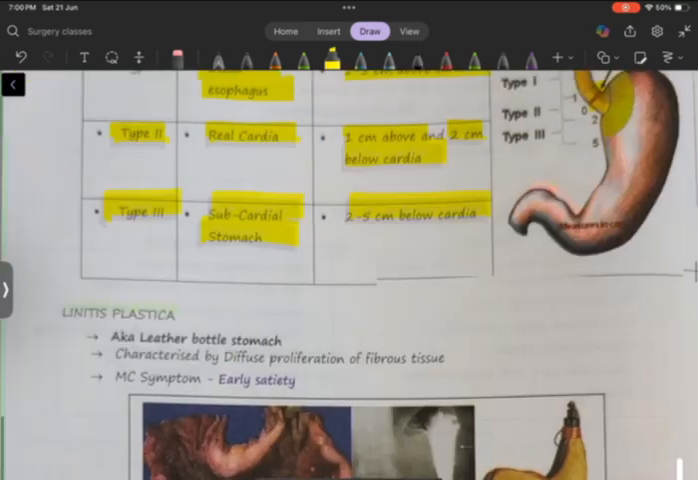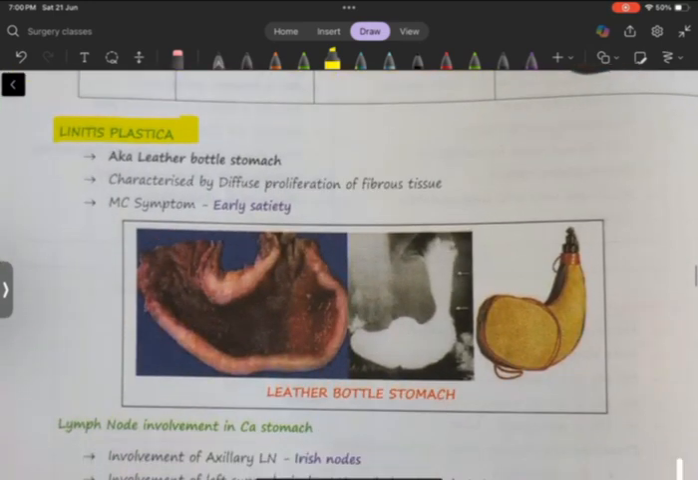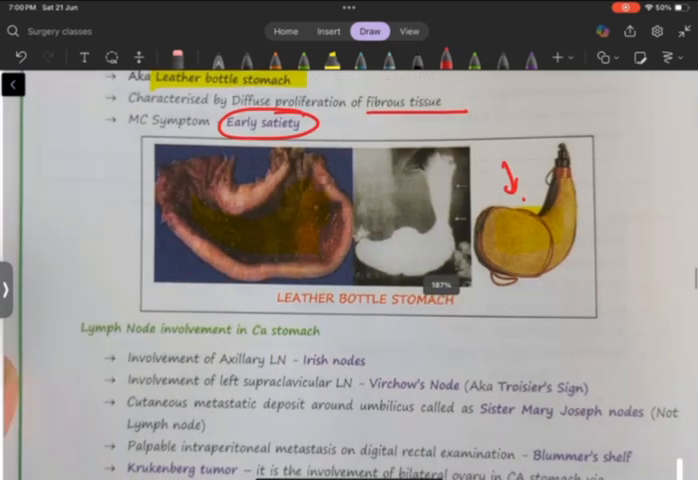Okay na. So ನೆಕ್ಸ್ಟ್ ಅವಾಗಲೇ ಹೇಳಿದ್ನಲ್ಲ ಲಿನಿಟಿಸ್ ಪ್ಲಾಸ್ಟಿಕಾ ಅಂತ, ಲೆದರ್ ಬಾಟಲ್ ಸ್ಟಮಕ್ ಅಂತ ಹೆಂಗೆ ಕಾಣಿಸುತ್ತೆ ಅಂದರೆ ಈ ಥರ, ಬೇಸಿಕಲಿ ಲೈಕ್ ಅ ಲೆದರ್ ಬಾಟಲ್, ದಿಸ್ ಲೈಕ್ ದಿಸ್ ಲೆದರ್ ಬಾಟಲ್ ಅಪಿಯರೆನ್ಸ್. ಓಕೆ, it is characterized by diffuse proliferation of fibrous tissue, and the most common symptom is early satiety.